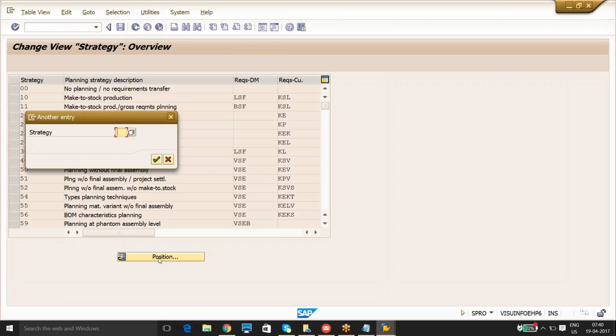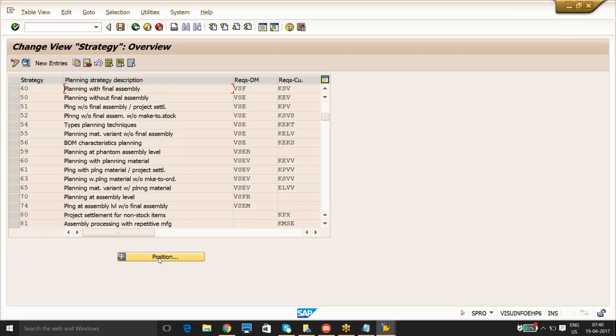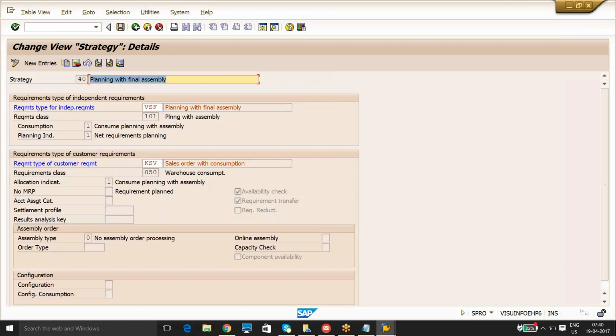Now you should be able to see the SAP screen. Yes. So here you are able to see two requirement classes, right? One is the requirement type for independent requirements, and another one is the requirement type for customer requirements. Am I right? Yes.